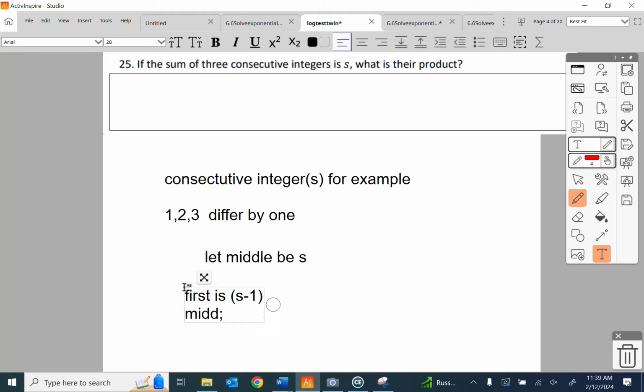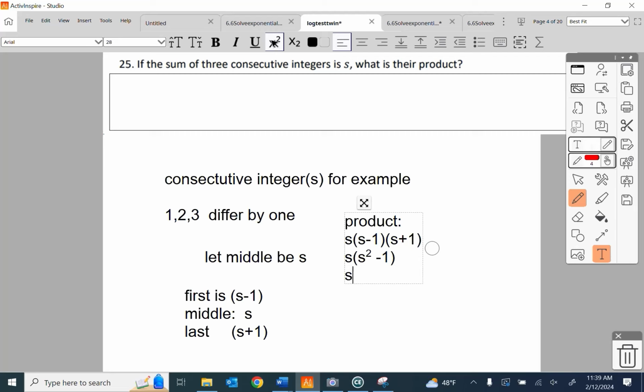The middle is s, and the last is going to be s plus 1. So I talk about their product: the product is s times s minus 1 times s plus 1. You guys have been taught the double distributive property, whether you've learned it or not, it's another story. If I do s minus 1 times s plus 1, I get s squared minus 1. And then if I multiply by s, I get s cubed minus s. So there you go.